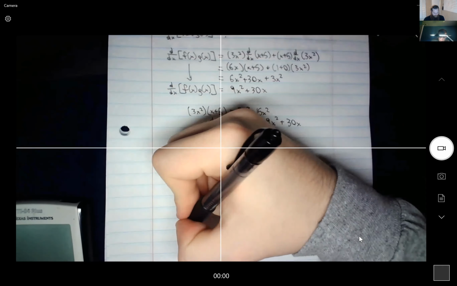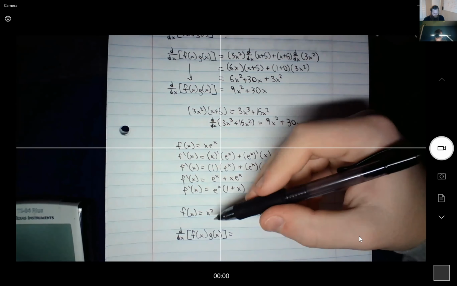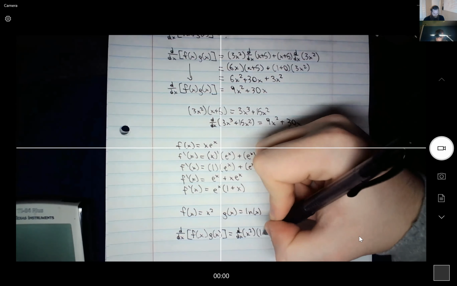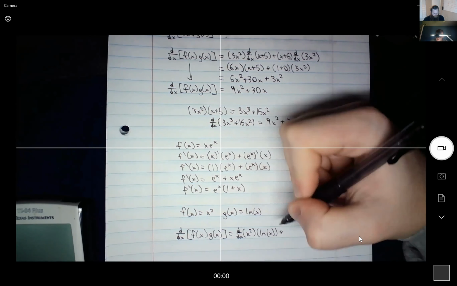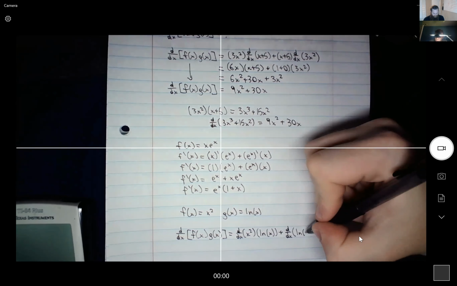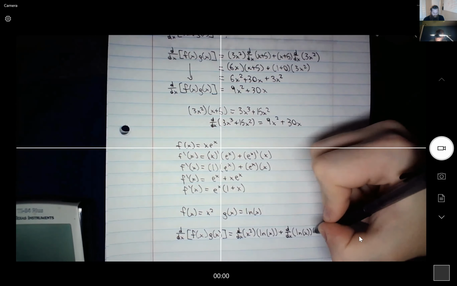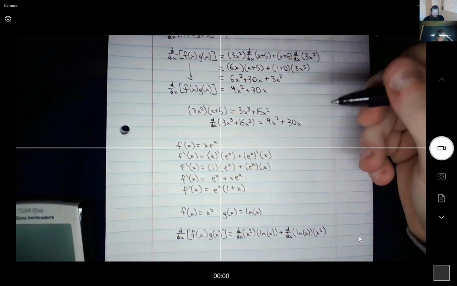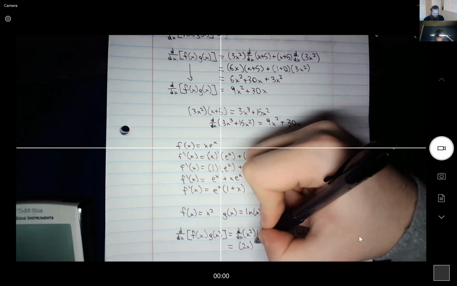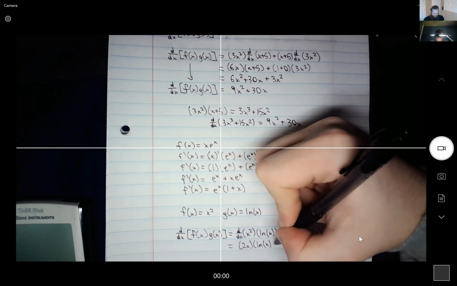So d over dx of f of x times g of x. So the derivative of the first function, d over dx of x squared, times ln of x, plus the derivative of the second function, ln of x, times x squared. So the derivative of x squared is going to be 2x times ln of x.